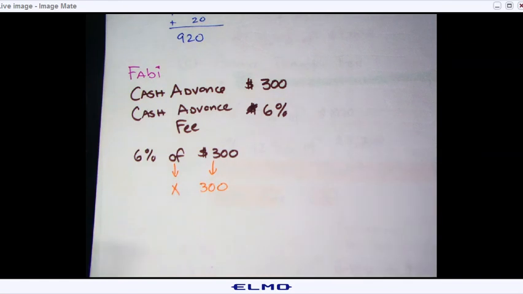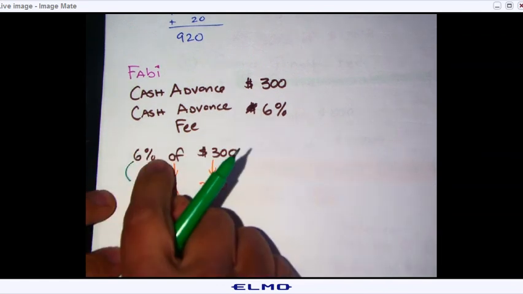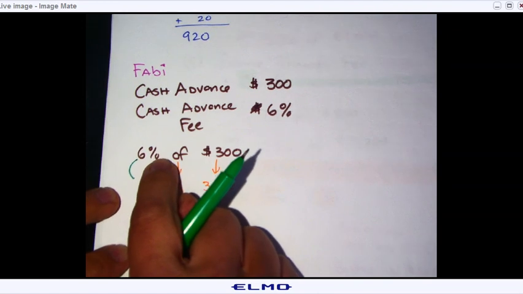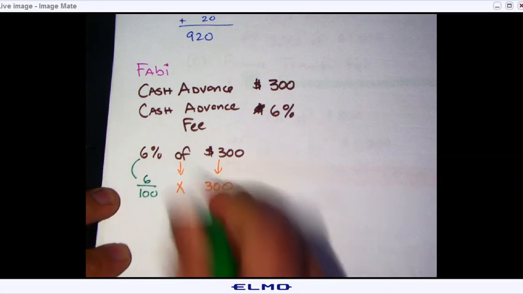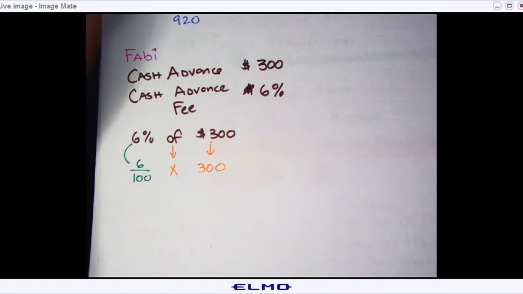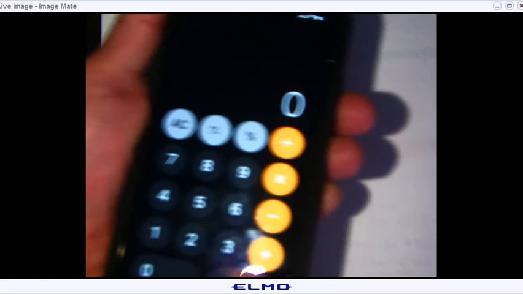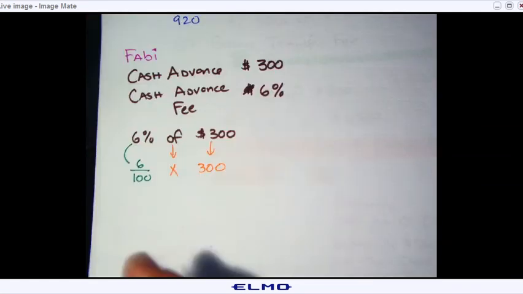So how do you do it? Well, this is how you do it. All right. So 6, you got to get rid of the percent. So that means, remember, in the test, the highest is 100. So you go 6 divided by 100. That's how you get rid of the percent. Use your calculator. 6 divided by 100, which is 0.06.